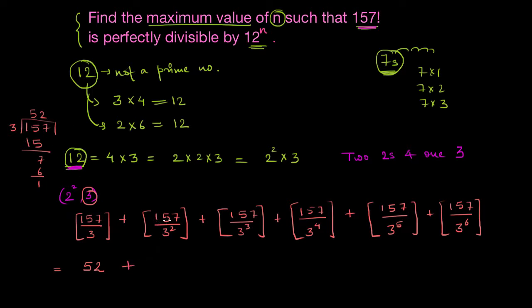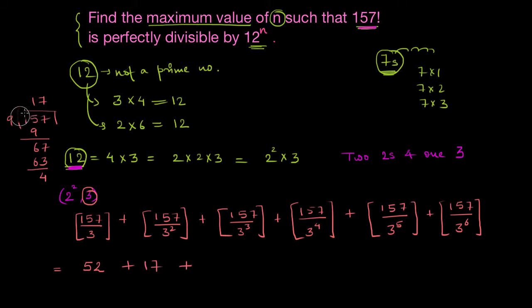Plus now we have to divide 157 by 3 square. So 157 divided by 9. 9 1s are 9, I'll have 6 here and 7. 9 7s are 63. I'll have 4 as a remainder. So this will be 17 point something. The greatest integer of that will be 17.